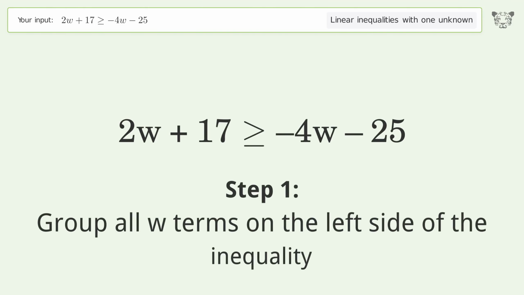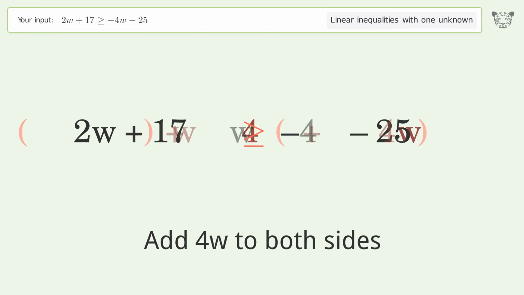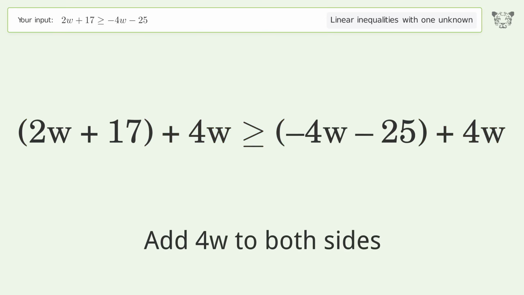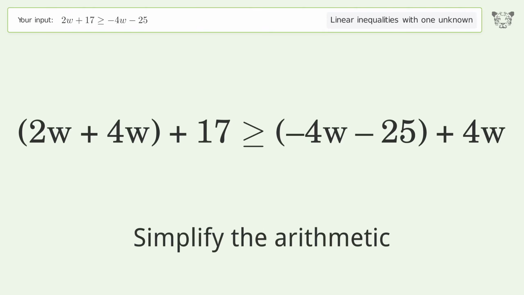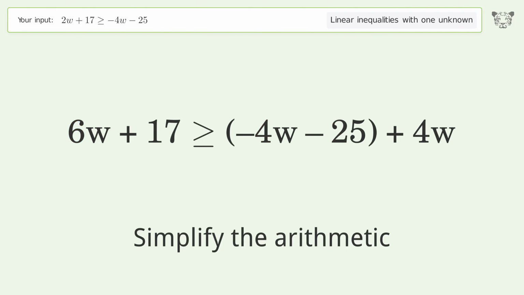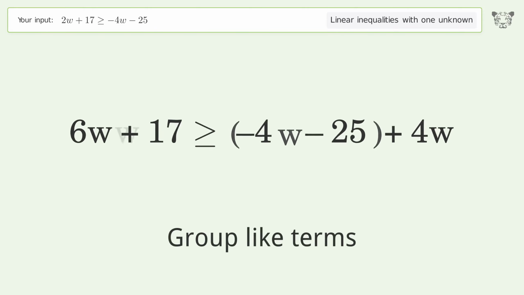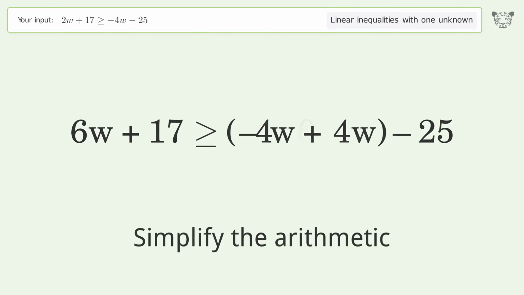Group all w terms on the left side of the inequality. Add 4w to both sides. Group like terms. Simplify the arithmetic. Group like terms. Simplify the arithmetic.